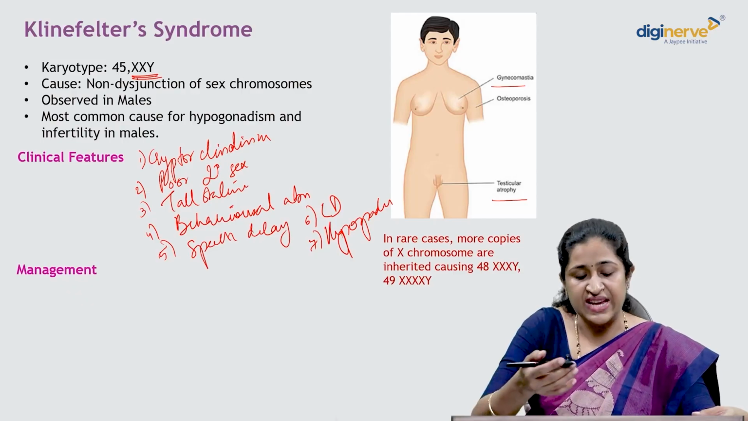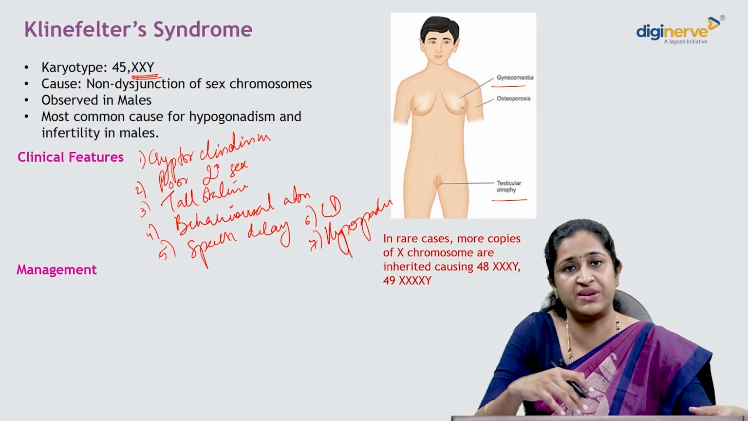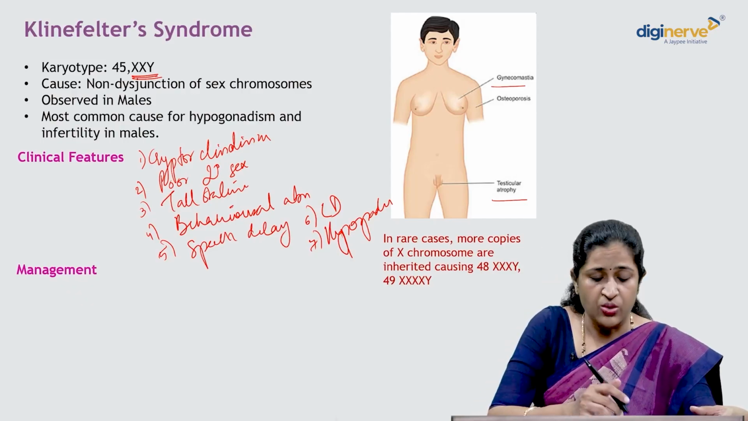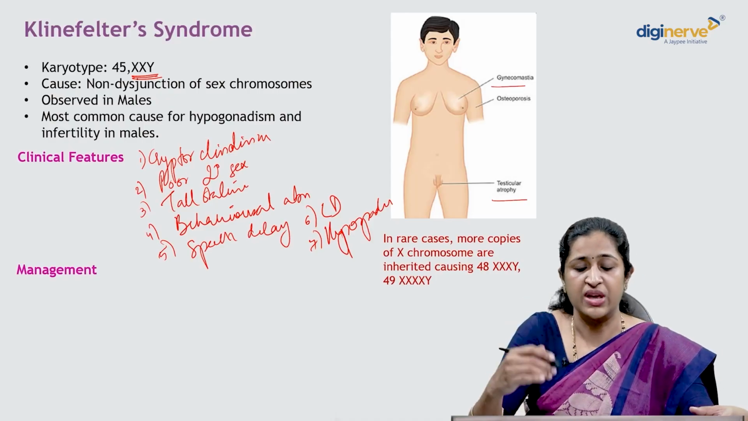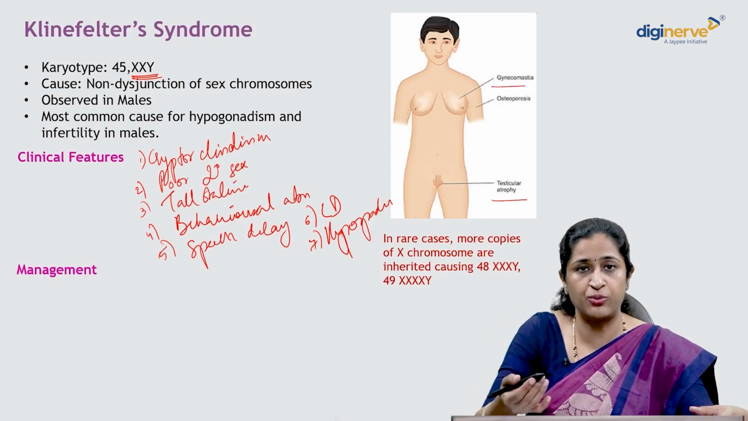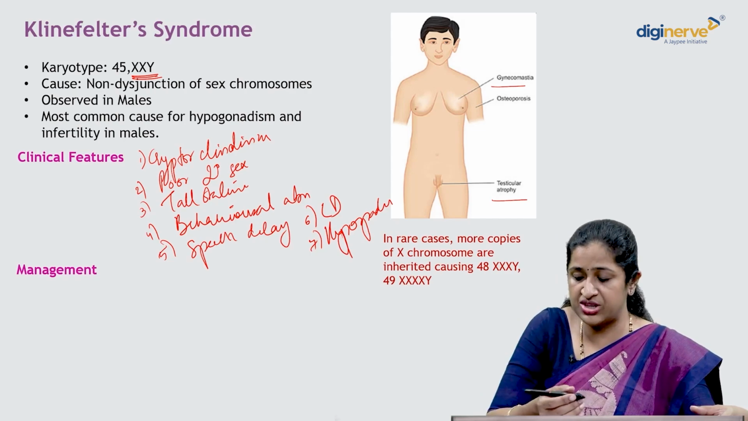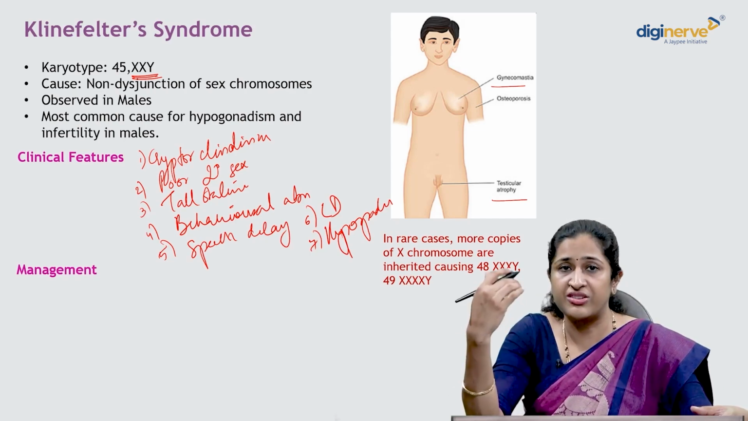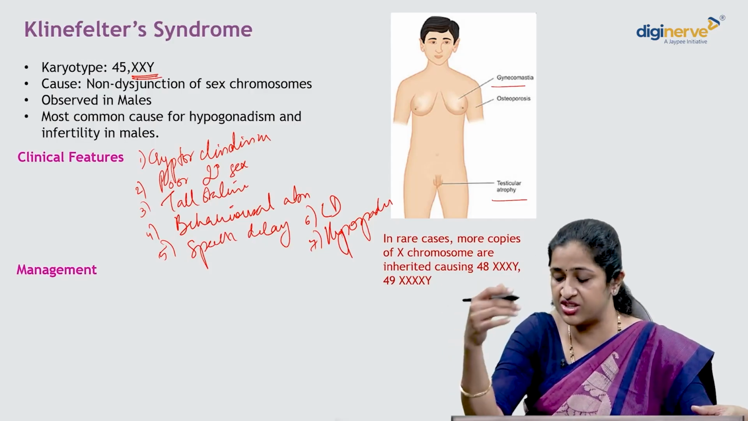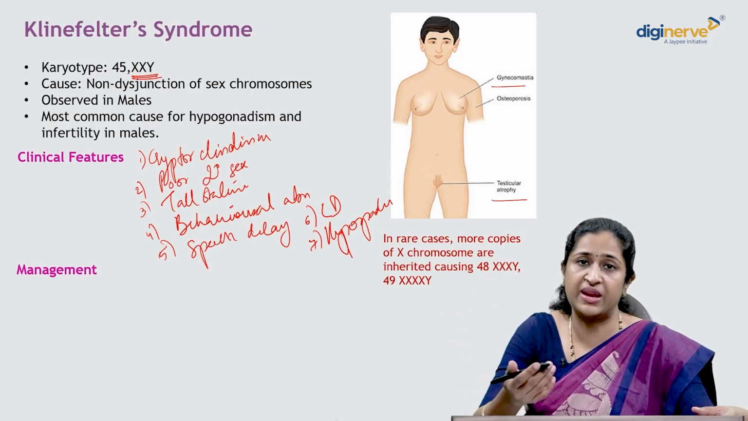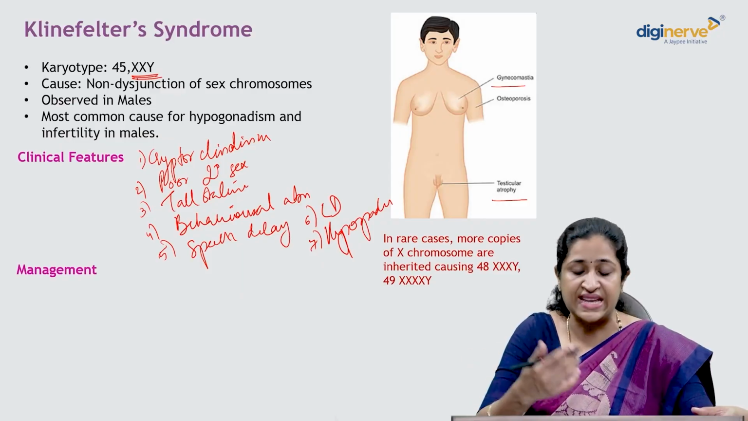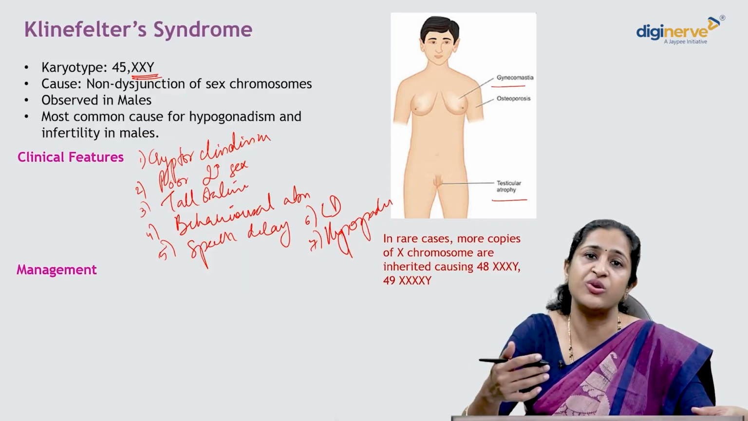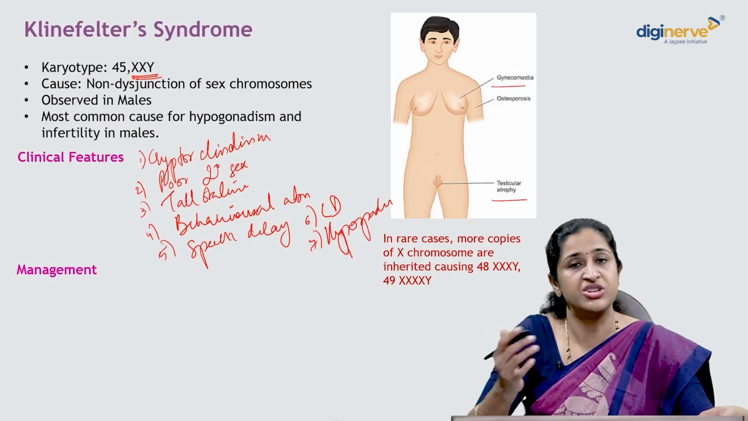How do you manage? There's no way you can correct the genetic defect. What you have to do is see if there is hypothyroidism or hypogonadism, and hormone supplementation can be done. In case there's gynecomastia, you can treat surgically with breast reduction surgeries, and behavioral therapy to be done for the behavioral abnormality, and speech therapy. This is how you manage children with Klinefelter syndrome.